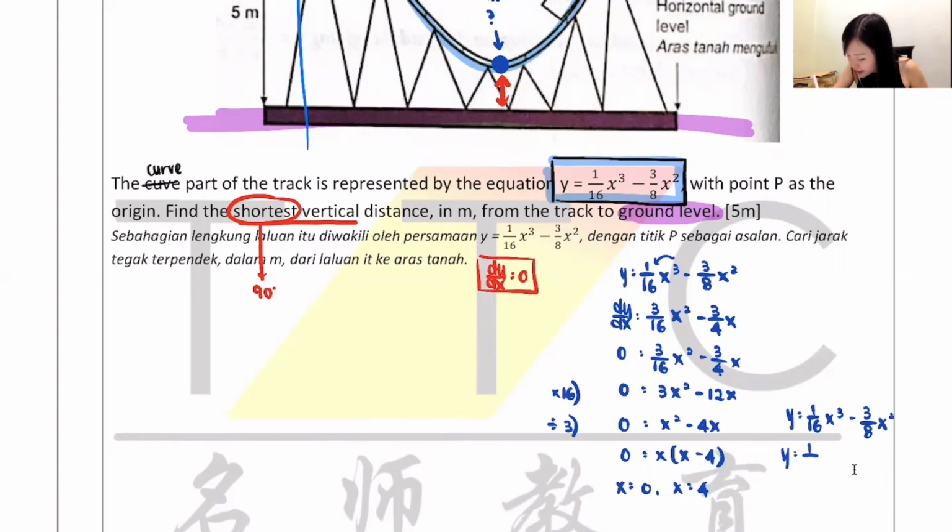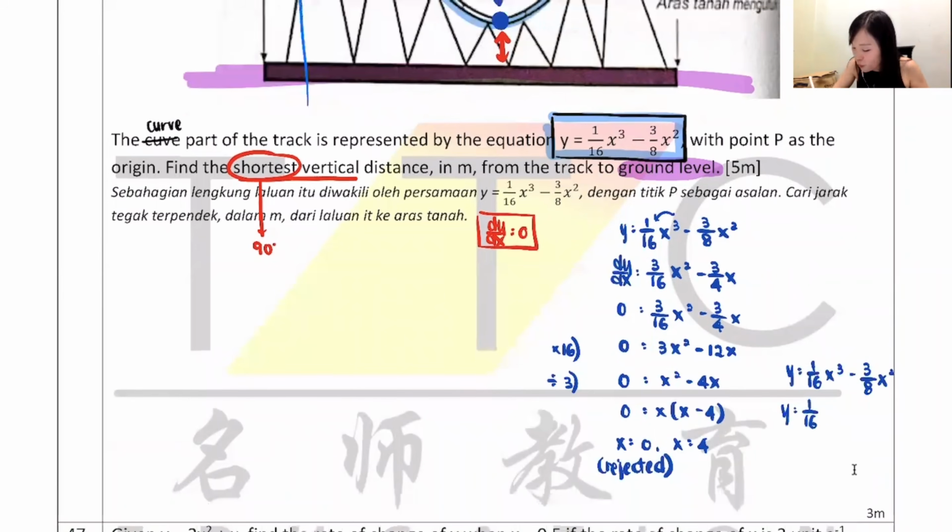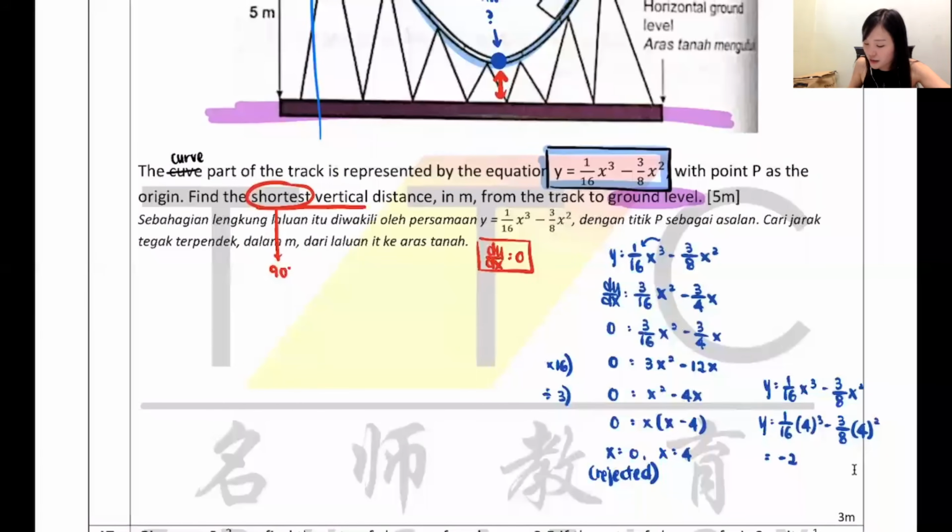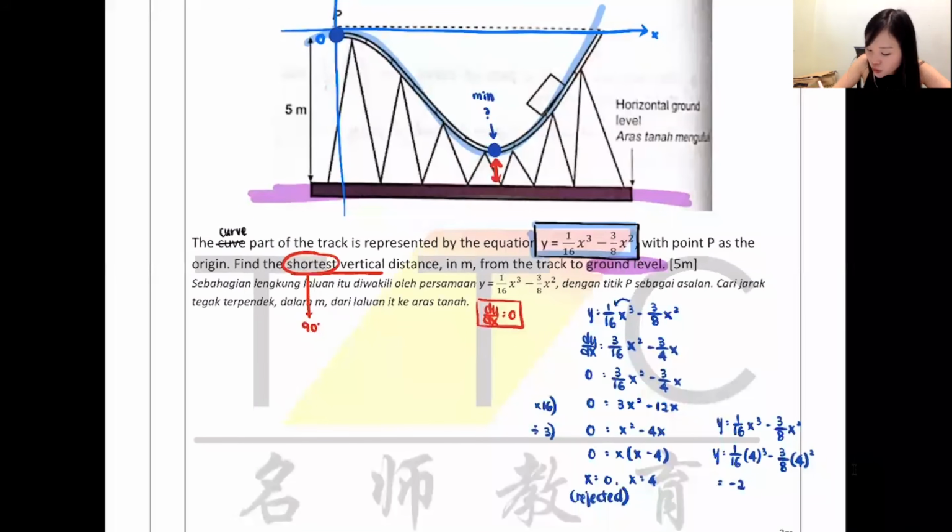So I know the 0, I will reject it because I don't want to find point P, I want to find the minimum point. So the minimum point, I know the x is 4. So we will sub 4 inside. So 4 cubed divided by 16 minus 3 over 8 times 4 squared. I get negative 2. So guys, in full, this point coordinate is (4, -2).